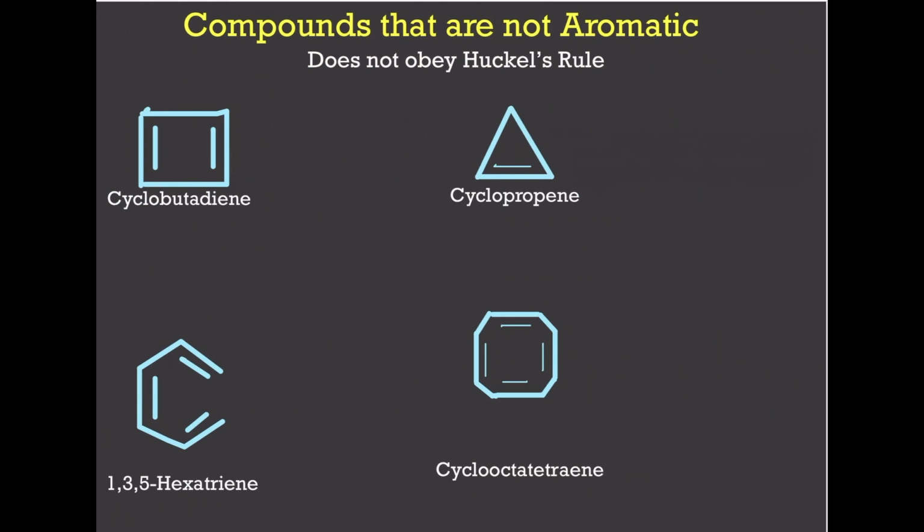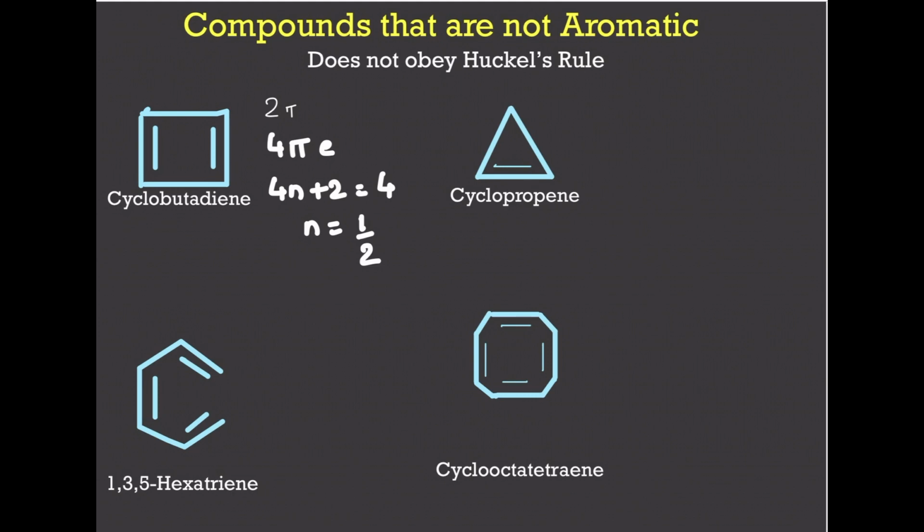There are some molecules or compounds that are not aromatic because they do not obey Huckel's rule. Let us see some of them. The first one is cyclobutadiene. As you can see, cyclobutadiene has 2 pi bonds. So 2 pi bonds means it has 4 pi electrons. Equating it with 4n plus 2, we get the value of n to be equal to 1 by 2, which is a fraction. Now fractional values of n are not allowed.